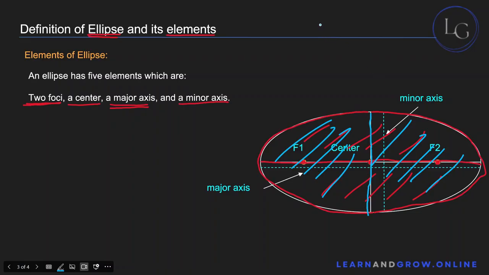Now, an ellipse can be like this as well, right? In which case the major axis would be this axis and the minor axis would be this axis, right? So I hope that clears things up.